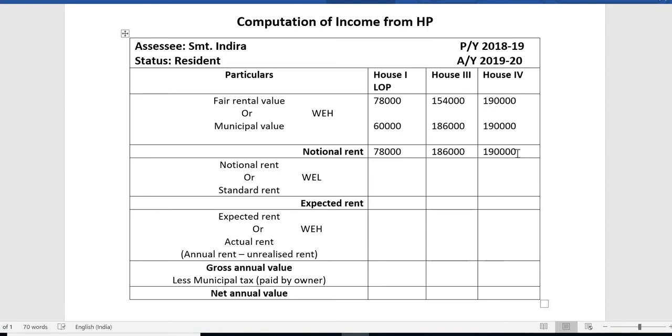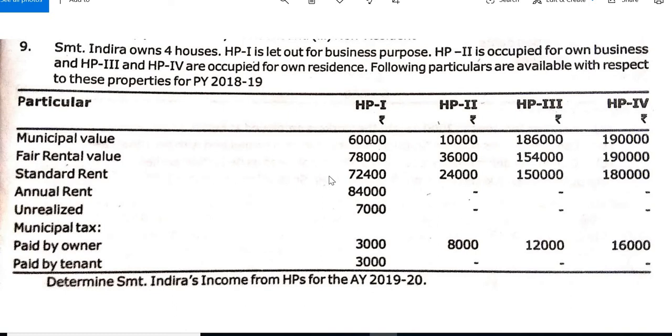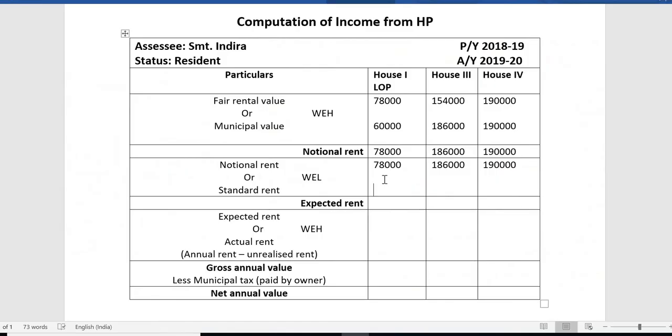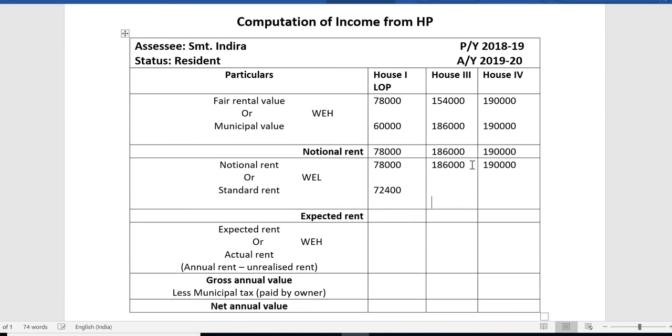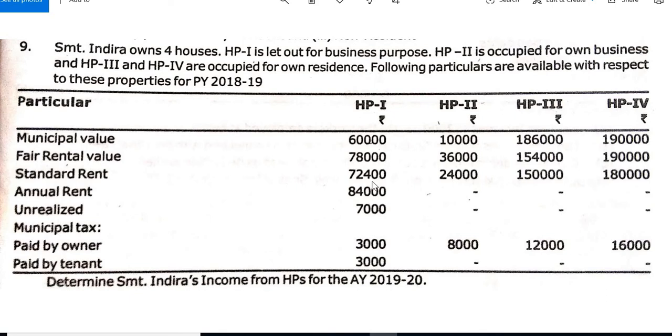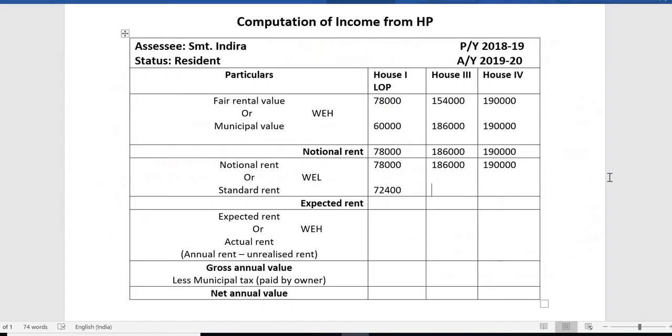Now next is notional rent or standard rent, whichever is less. So I just copy the notional rent, same values. Then standard rent. So find out the standard rent for house 1. Standard rent for house 1 is 72,400. For house 3, the standard rent given is 1,50,000. House 4, 1,80,000. Correct? Yes, 1,50,000 and 1,80,000.